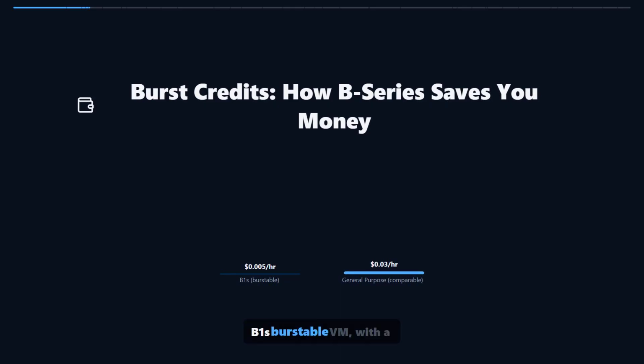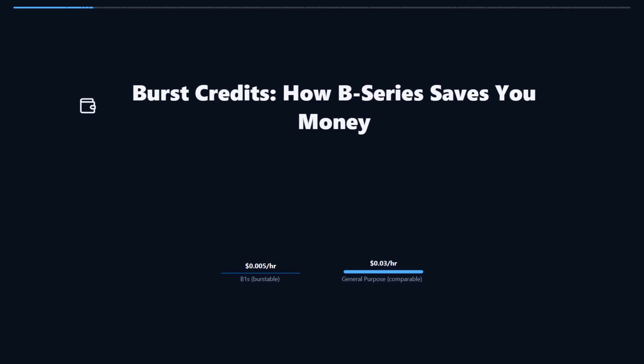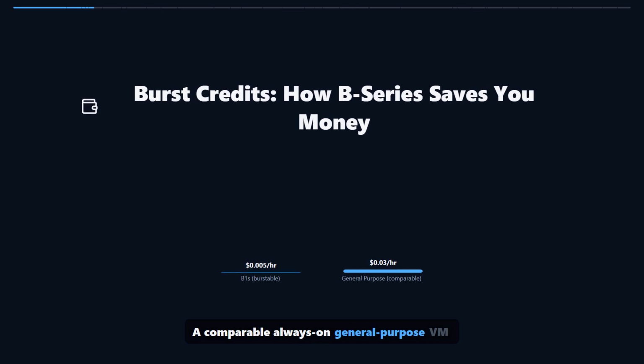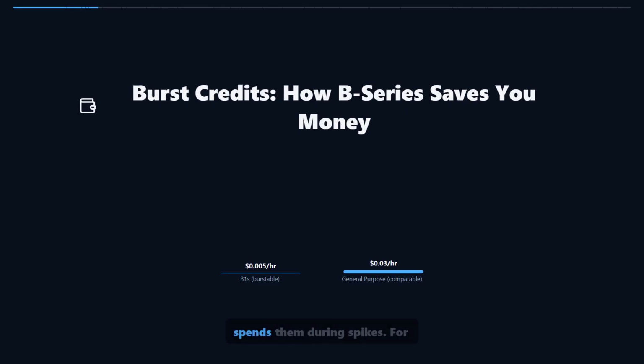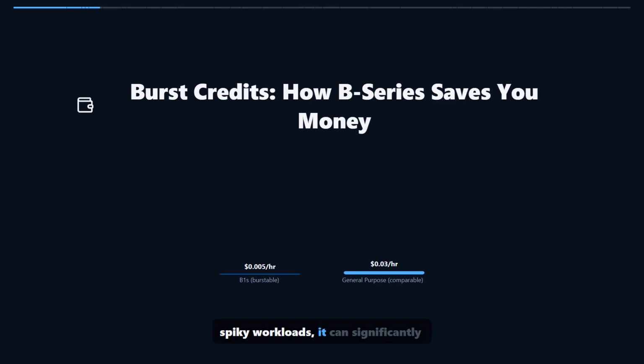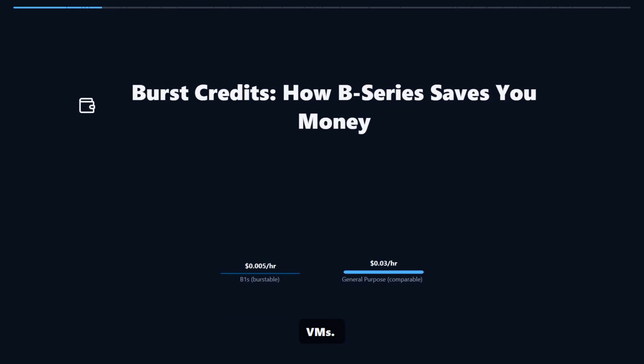Here's the rough picture. A B1s burstable VM with a low CPU baseline costs just a few dollars a month. A comparable always-on general-purpose VM can run several times that. The B series earns credits whenever usage is below baseline, then spends them during spikes. For spiky workloads, it can significantly reduce costs compared to always-on VMs.